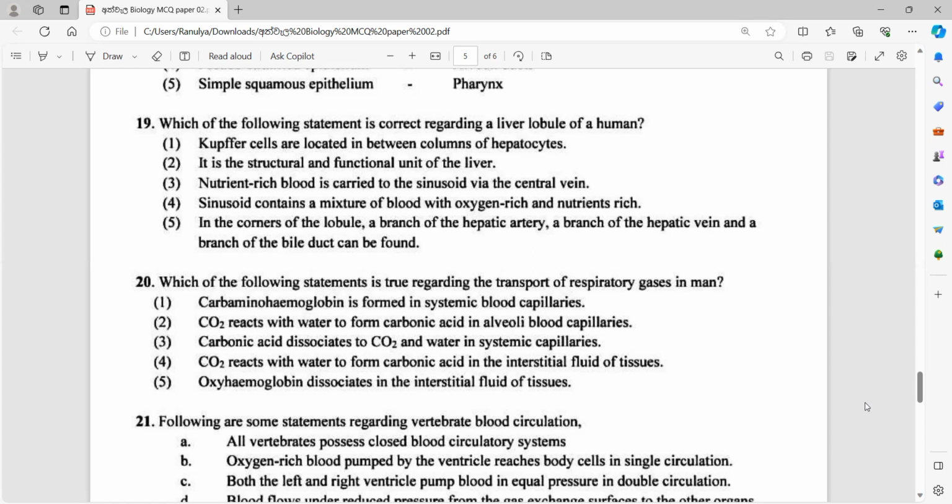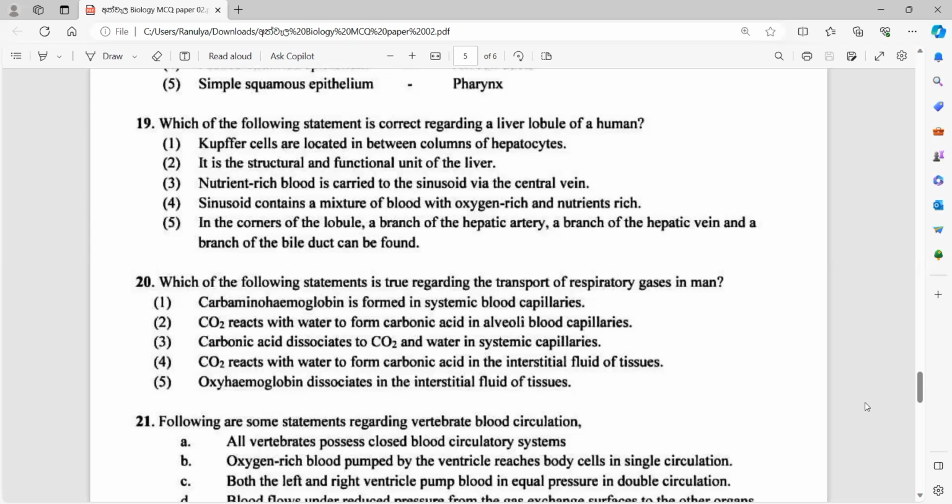Yes. Then nutrient-rich blood is carried to the sinusoid via the central vein. Incorrect. Sinusoid contains a mixture of blood with oxygen rich and nutrients rich. Yeah, that is correct. Next, I told you between the two pairs of columns of cells, there are sinusoid blood cells with incomplete walls containing a mixture of blood from tiny branches of hepatic portal vein and hepatic artery.